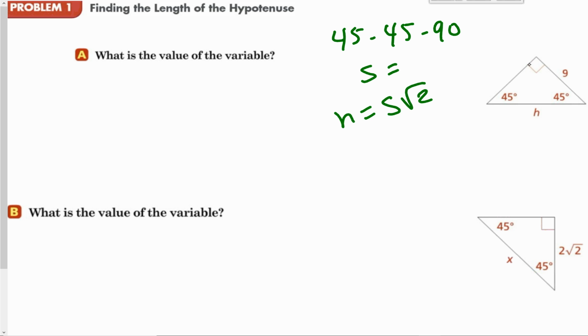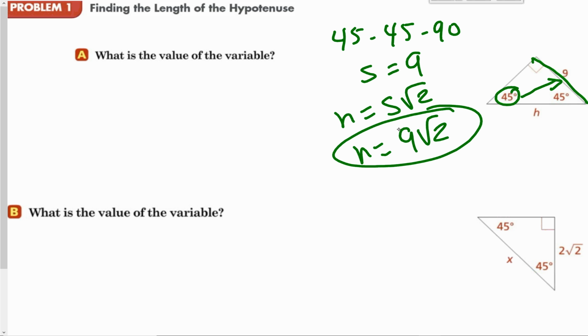Okay, so here's my side. It's across from one of the 45s, so that's 9. And so now all I have to do to get my hypotenuse, which is h, is multiply that by root 2. And I just leave it as that, 9 root 2. So there's my h, 9 root 2.